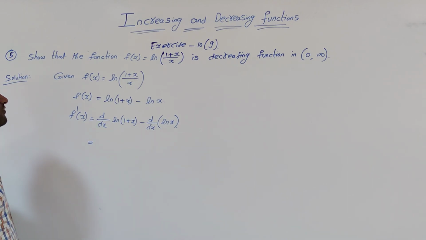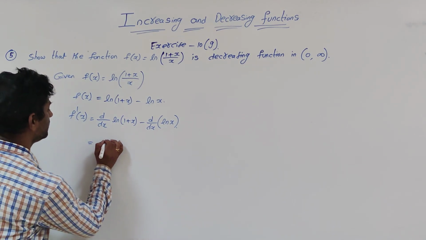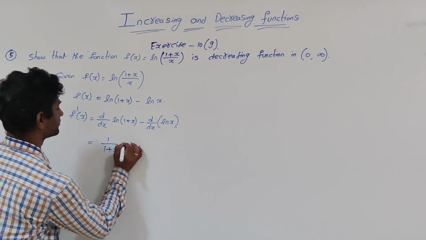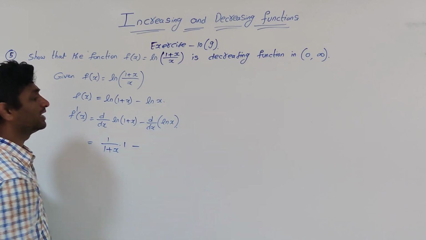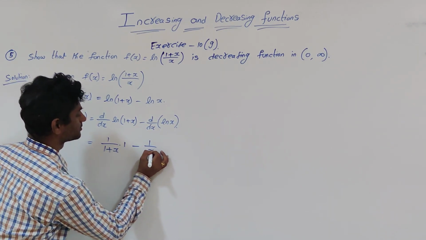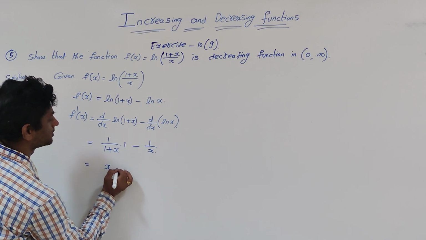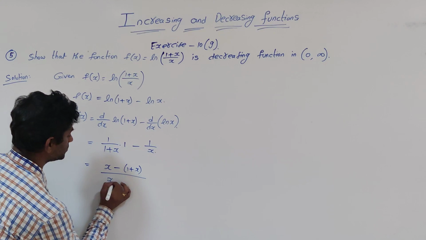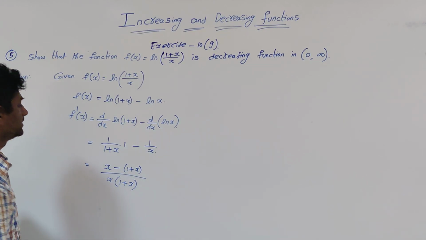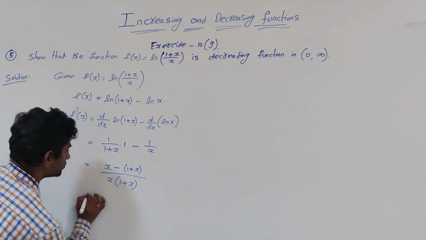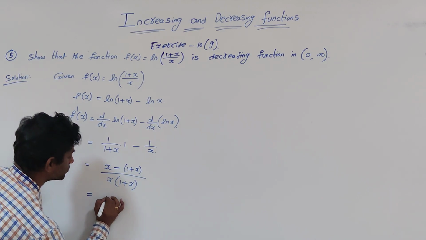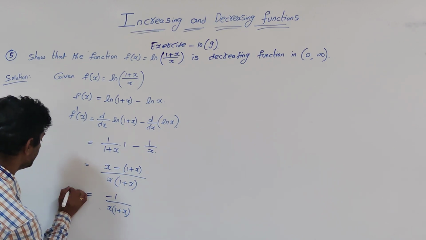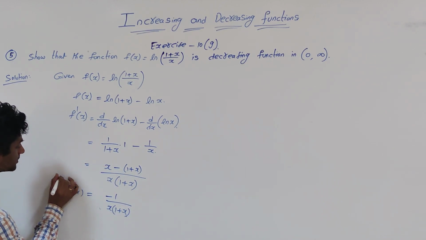What is the derivative of ln of 1 plus x? That will be 1 by 1 plus x into the derivative of 1 plus x, which is 1, minus the derivative of ln x, which is 1 by x. So which is x minus 1 plus x upon x into 1 plus x if we take the LCM. That gives x minus 1 minus x, so minus 1 by x into 1 plus x. So that is the f dash of x.